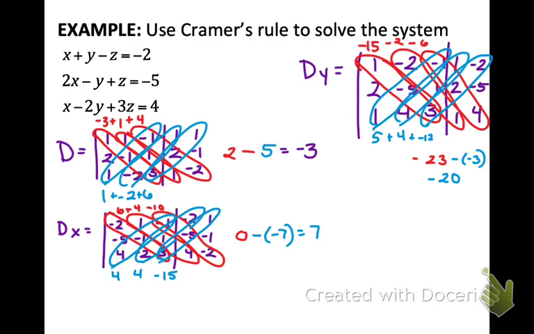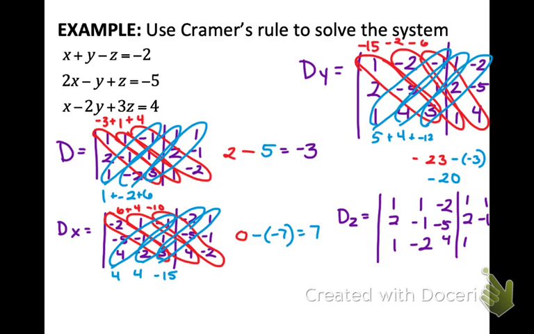And now we got to do the last one, which is our z. So 1, 2, 1. My y stays, so the second column stays the same with my coefficient. So 1, -1, -2. And now my third column is going to be my solutions, which are -2, -5, and 4. Are you guys following this? Bring back the first 2 rows.